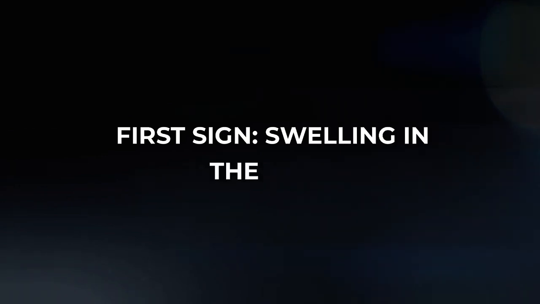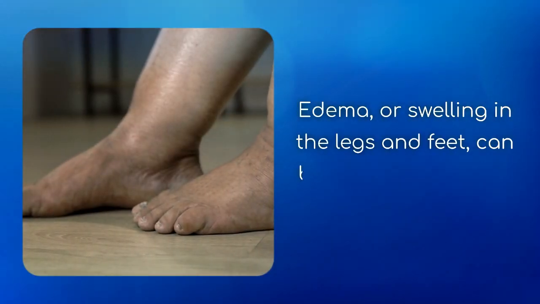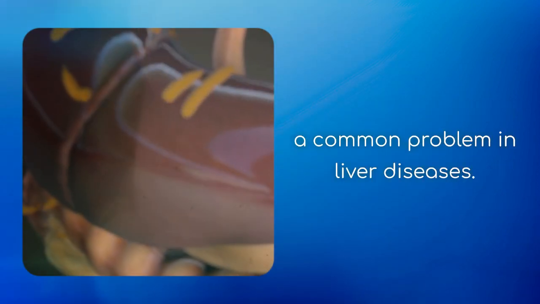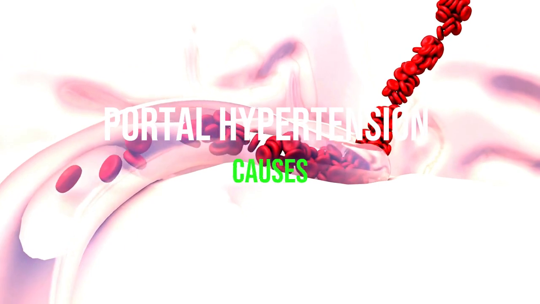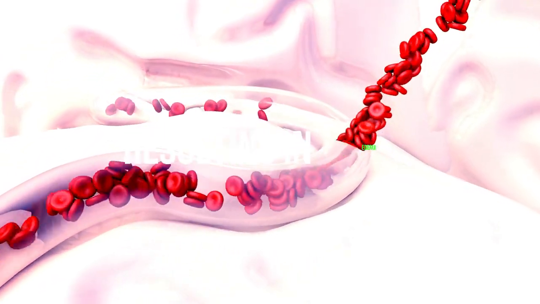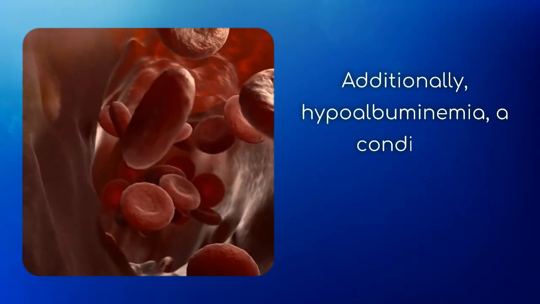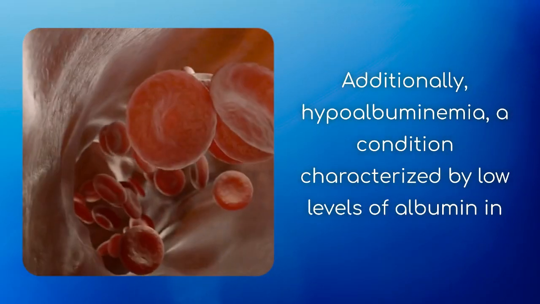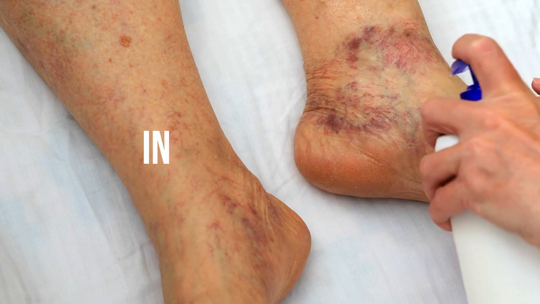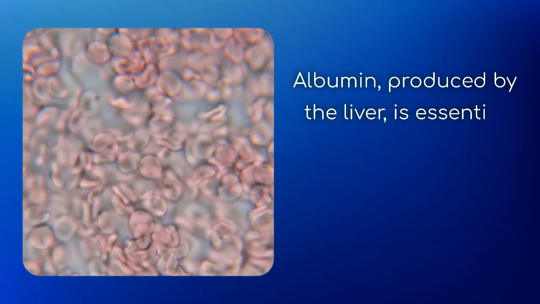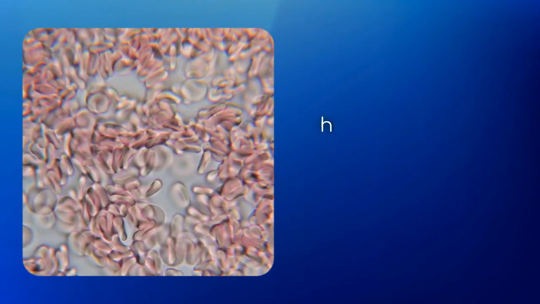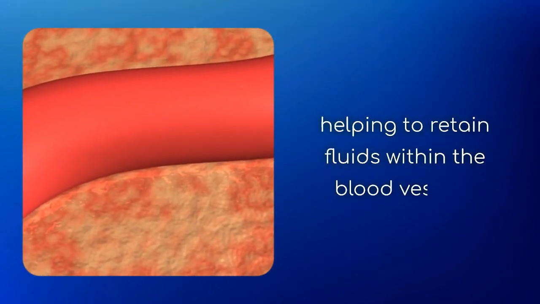First sign, swelling in the legs. Edema, or swelling in the legs and feet, can be a consequence of portal hypertension, a common problem in liver diseases. Portal hypertension causes the leakage of fluids from blood vessels into nearby tissues, resulting in edema. Additionally, hypoalbuminemia, a condition characterized by low levels of albumin in the blood, is also a common cause of edema in liver diseases. Albumin, produced by the liver, is essential for maintaining colloid osmotic pressure in the blood plasma, helping to retain fluids within the blood vessels.